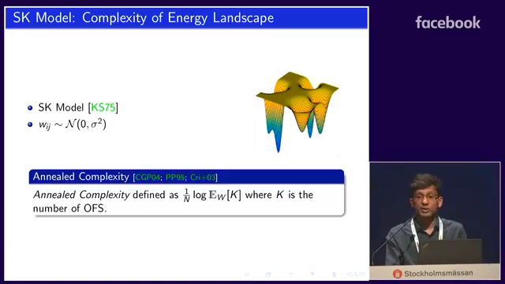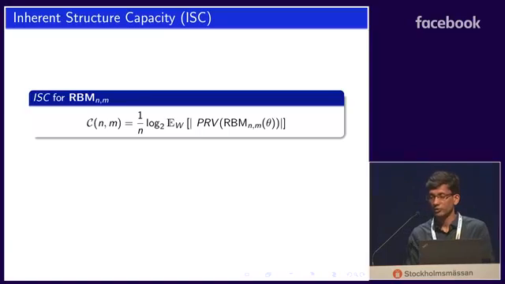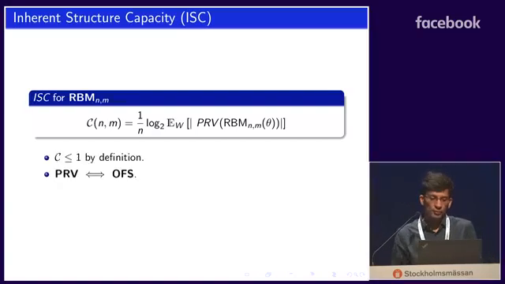Motivated by this definition, we define our inherent structure capacity as the normalized logarithm of the expected number of perfectly reconstructible vectors. The equivalence that was shown earlier with the marginal modes allows us to define this in terms of perfectly reconstructible vectors. Further, by definition, the maximum value this capacity could attain is 1. We show that there is an equivalence between perfectly reconstructible vectors and the one-flip stable states, or the joint modes. This suggests that the capacity, as we have defined it, is aligned with the annealed complexity that was defined in the context of statistical mechanics.